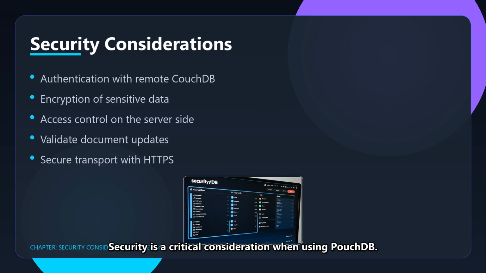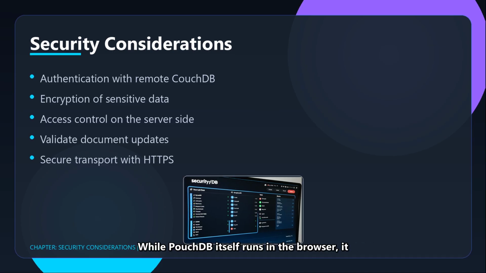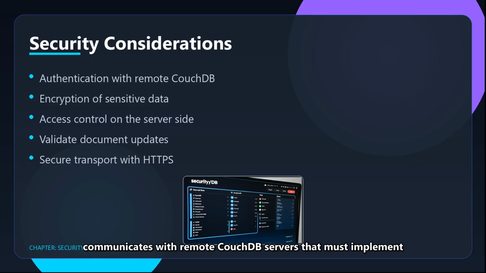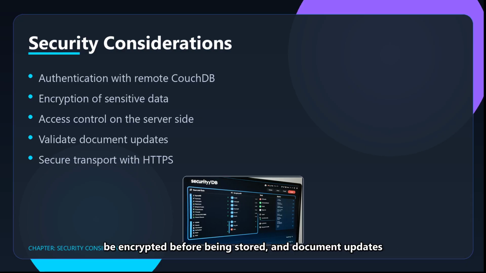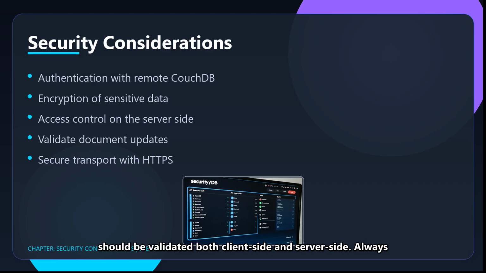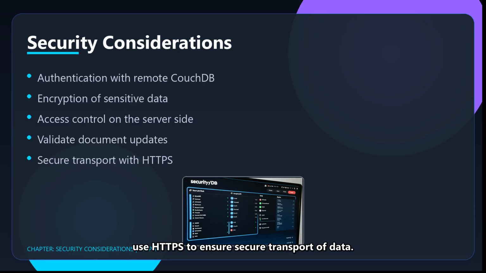Security is a critical consideration when using PouchDB. While PouchDB itself runs in the browser, it communicates with remote CouchDB servers that must implement proper authentication and access control. Sensitive data should be encrypted before being stored, and document updates should be validated both client-side and server-side. Always use HTTPS to ensure secure transport of data.